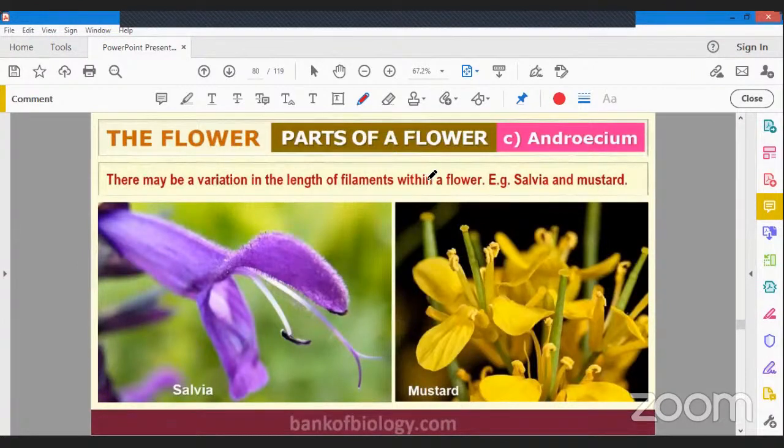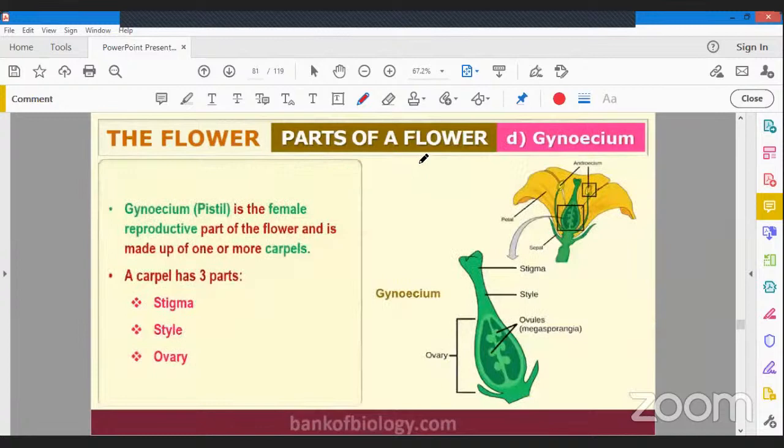Done. So we'll go to the next part. Gynecium, that is the female part. The gynecium or the pistil is the female reproductive part of the flower and is usually made up of one or more carpels. A carpel will have three parts: stigma, style, and ovary. Take it down. Stigma, style, and ovary.